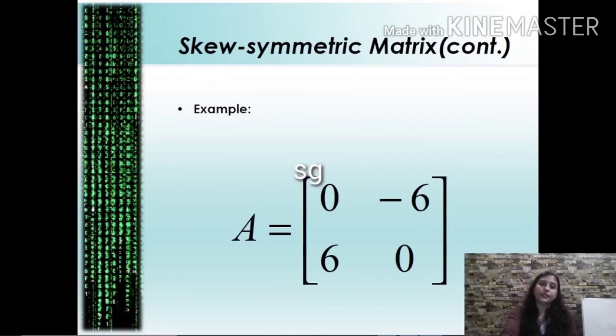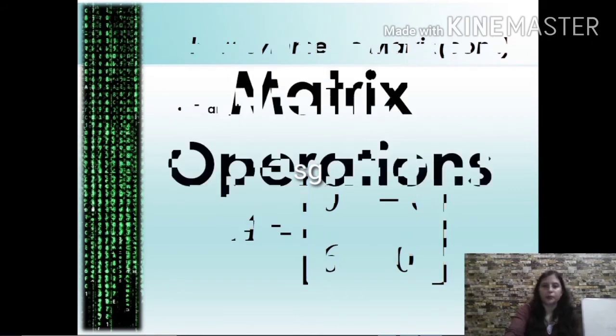Also, in a skew symmetric matrix, the principal diagonal will be 0. Please see here, the second element of the first row is minus 6. The first element of the second row is plus 6. So here A12 is equal to minus A21. So this is the property of a skew symmetric matrix.